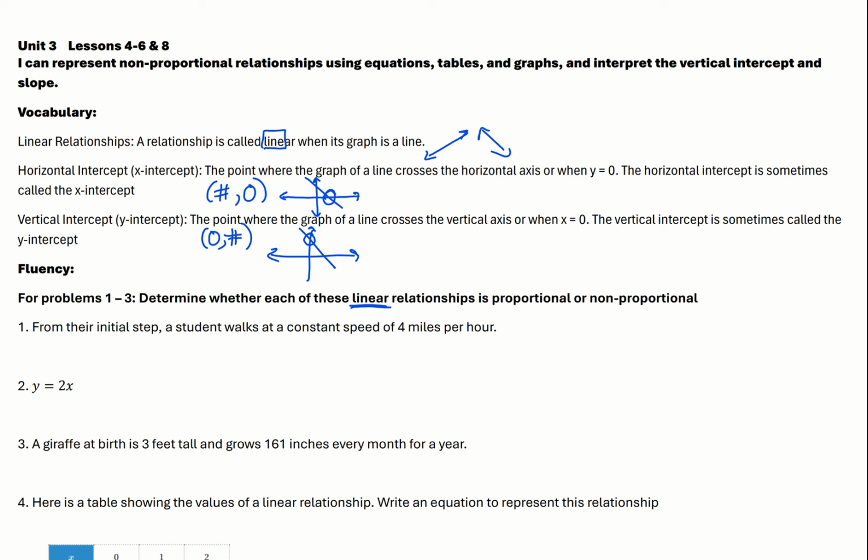So number 1 says, from their initial step, a student walks at a constant speed of 4 miles per hour. So a constant speed keeps it straight. Okay, so that's one reason we need to check to see if it's proportional or not. And then an initial step, so when you first start walking, that means you're at 0, 0 because you haven't even gone yet. So this is definitely proportional.